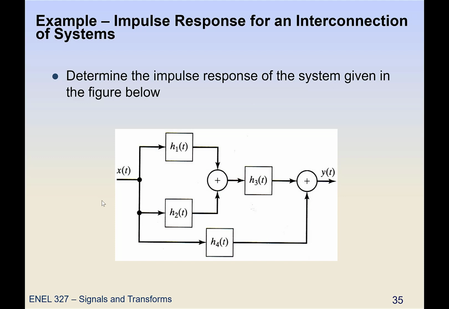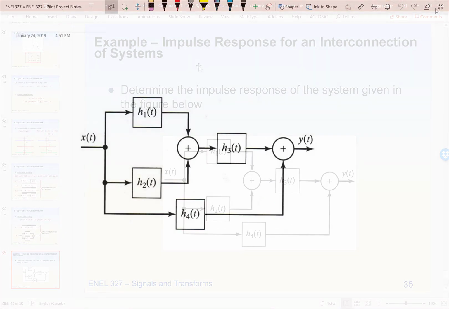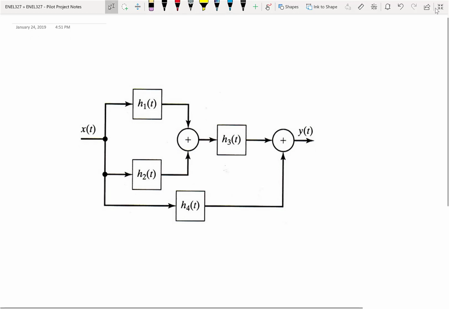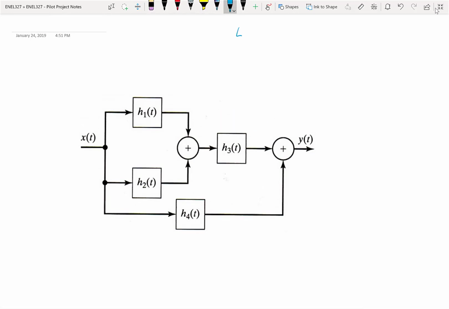As an example, with all those properties, let's try and find the impulse response of the system below. What we want is a single system which represents this entire system. I am going to go to OneNote to do that. We have this complicated system, and as long as we know that each of the components is linear and time invariant, then we can use all of those convolution properties and simplify this.